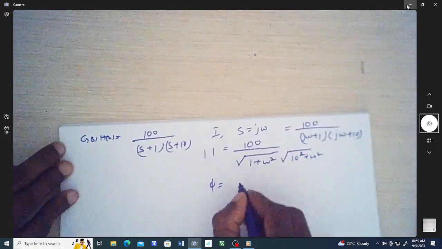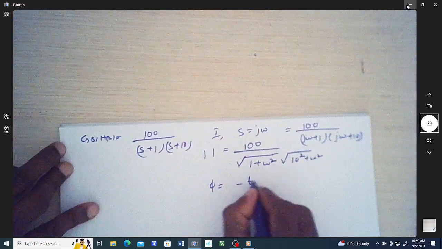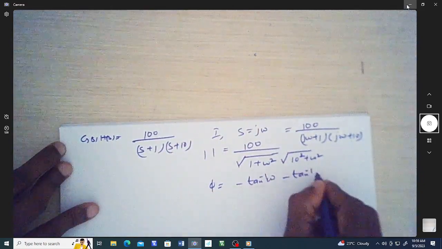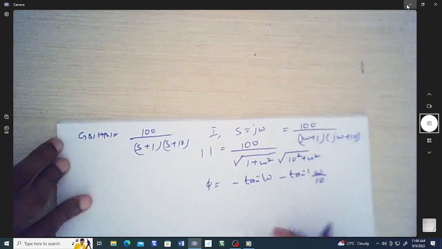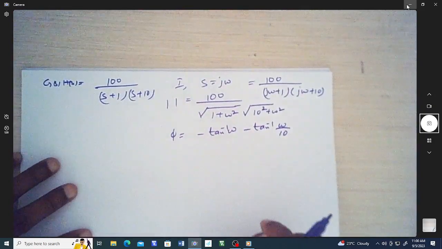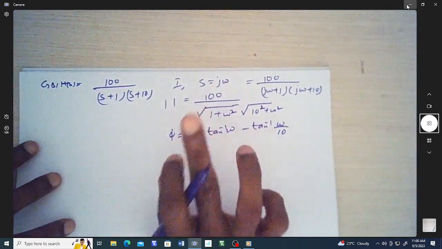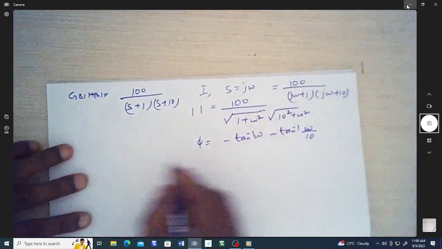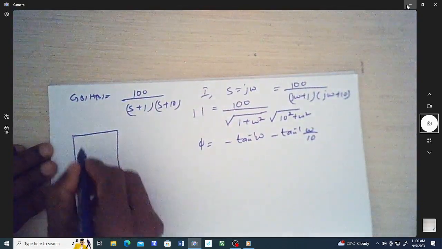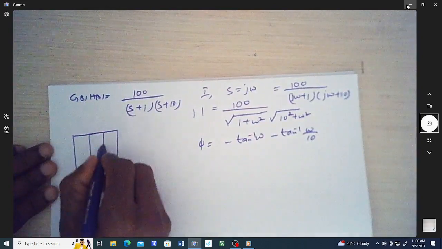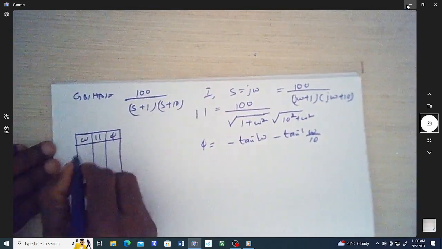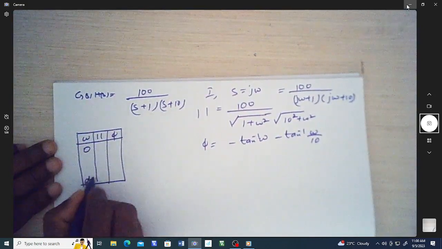Whereas the phase term is minus tan inverse of omega minus tan inverse of omega by 10. So these are the magnitude and phase of this particular segment 1. So let us try to know what the values of magnitude and phase are for different values of omega. To start with, let us take only the extreme values, which is nothing but 0 and infinity.